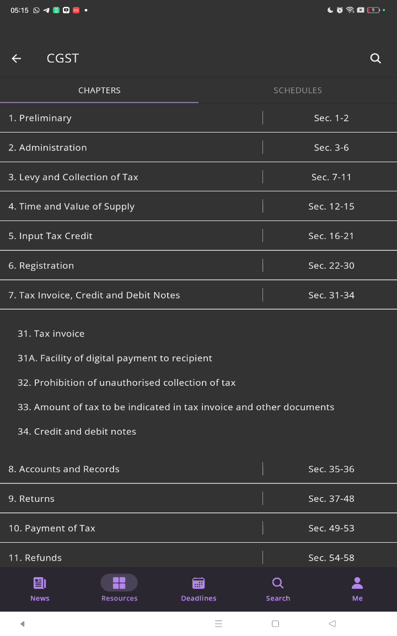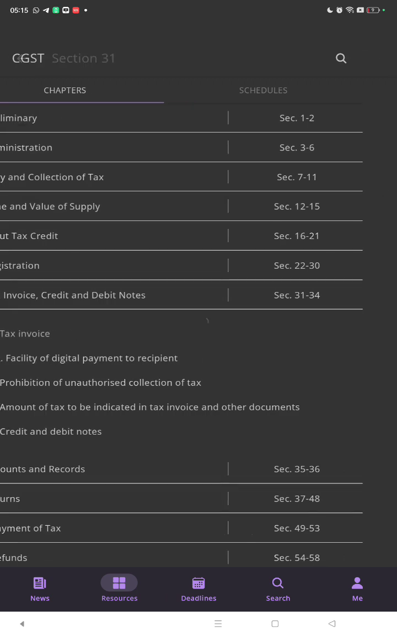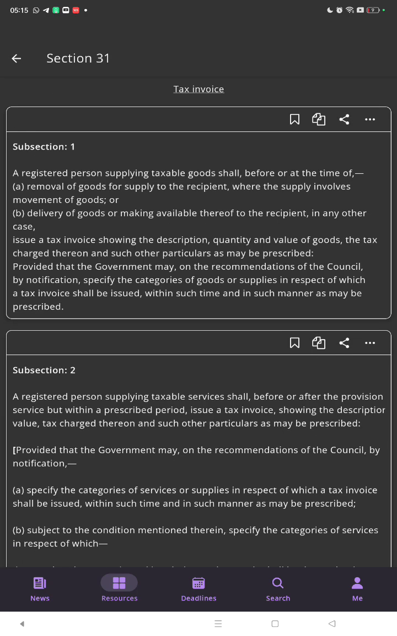Now, today we are going to discuss Chapter 7, Tax Invoice, Credit and Debit Notes, Sections 31 to 34. Tax Invoice, Section 31, Subsection 1.